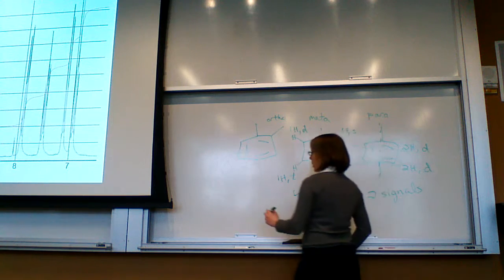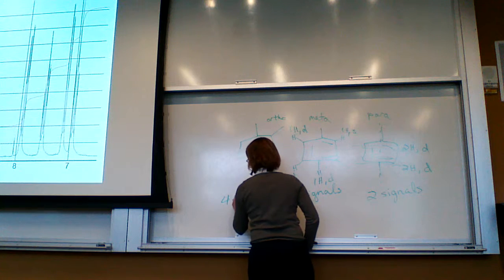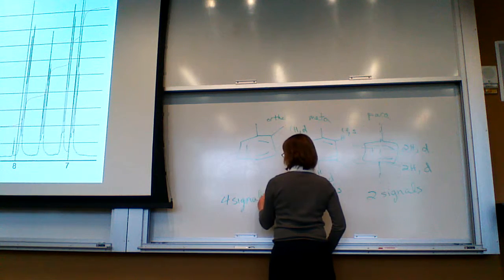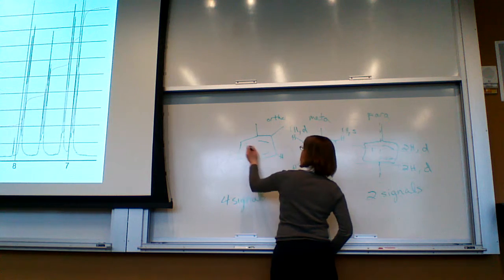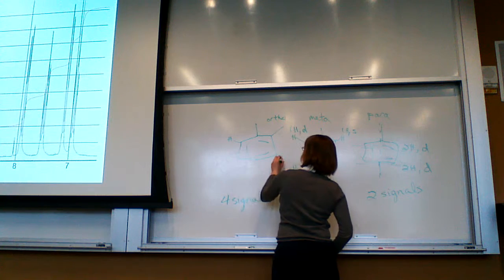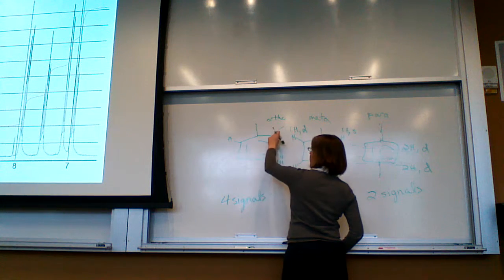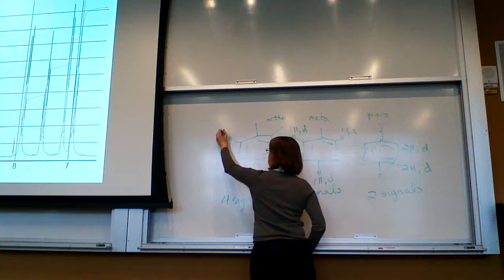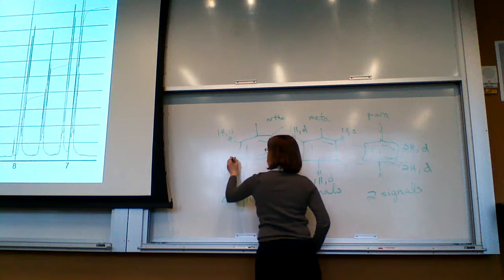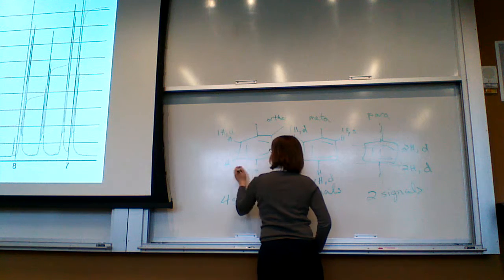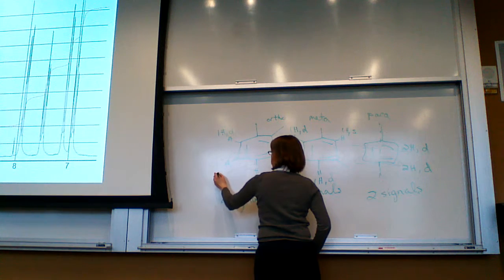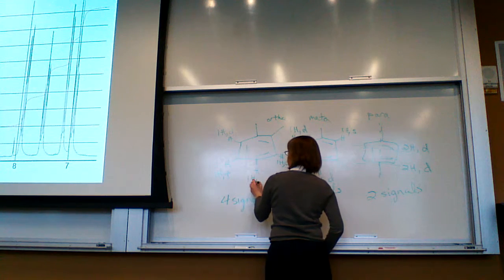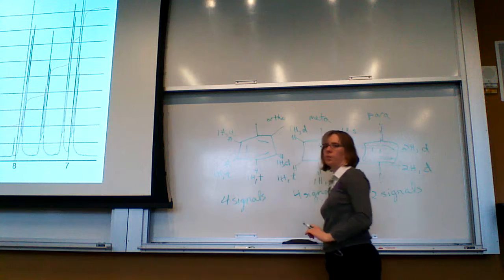The ortho also has 4 signals. In this case, the 2 that are right next to the substituents are going to be 1 hydrogen and a doublet because they have 1 hydrogen neighbor. This one's going to be 1 hydrogen and a triplet, and this one's going to be 1 hydrogen and a triplet as well.